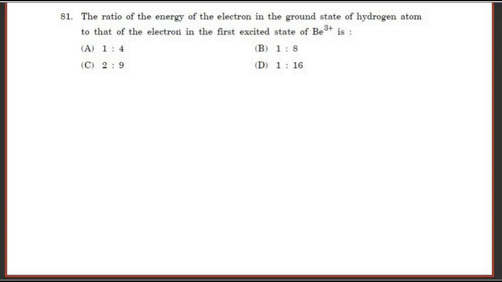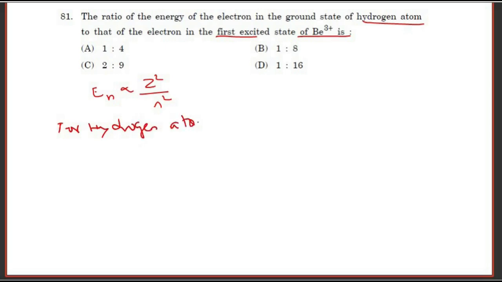Question number 81. The ratio of energy of an electron in ground state of hydrogen atom to that of electron in first excited state of beryllium B3+ is. Here the energy is given as En is directly proportional to Z square, that's atomic number, divided by n square. For hydrogen atom, E equals 1 square divided by 1 square, which is equal to 1.